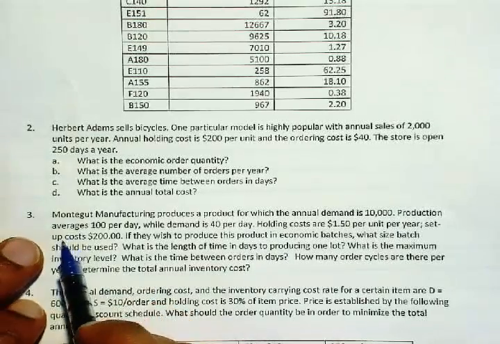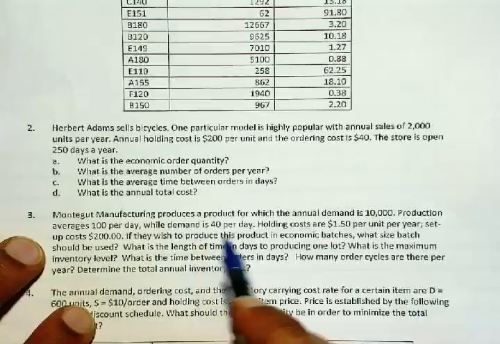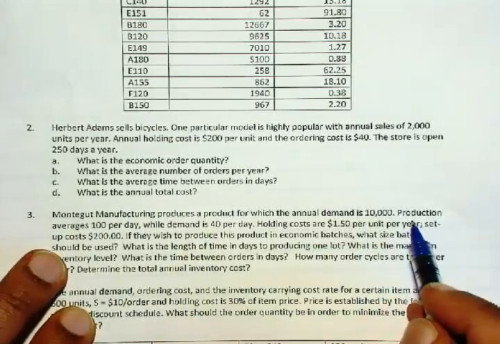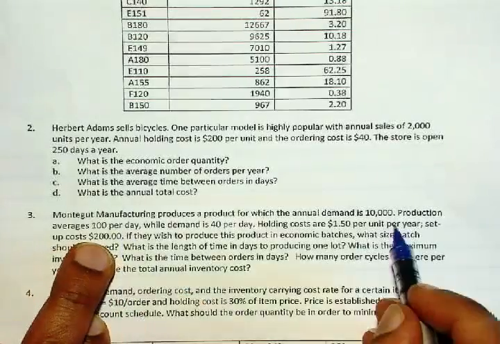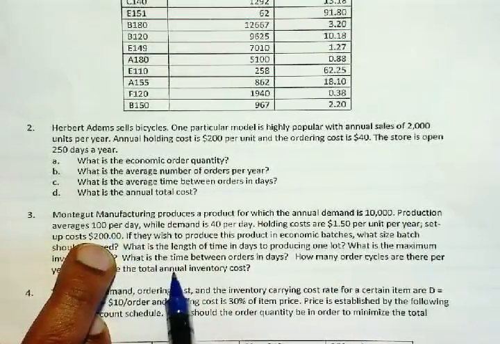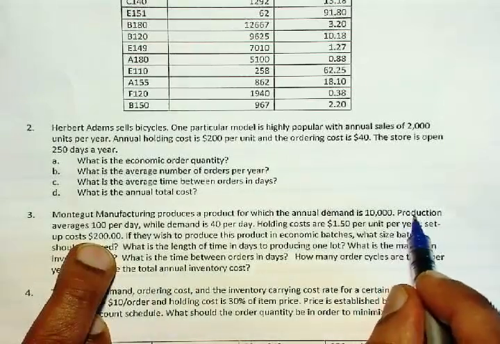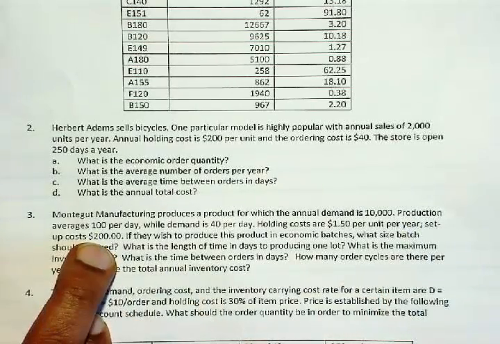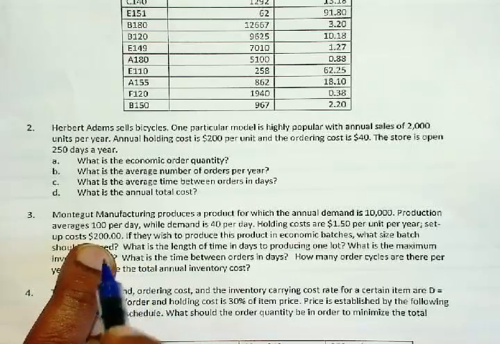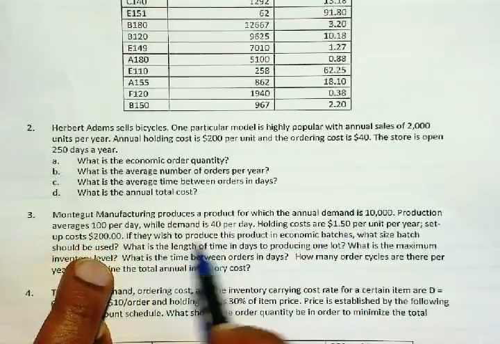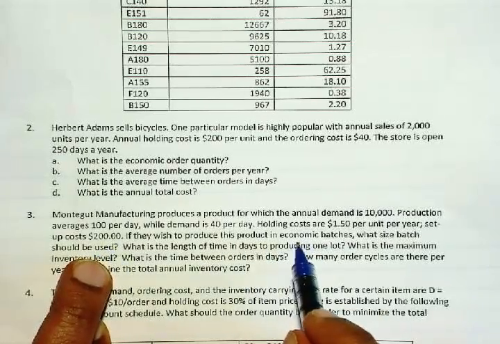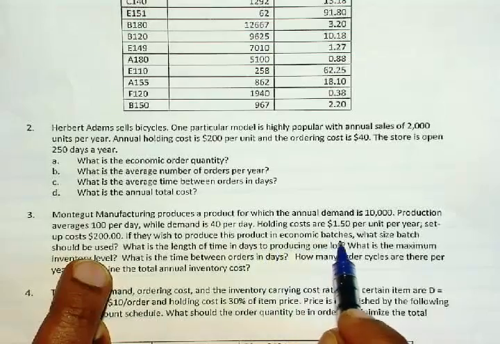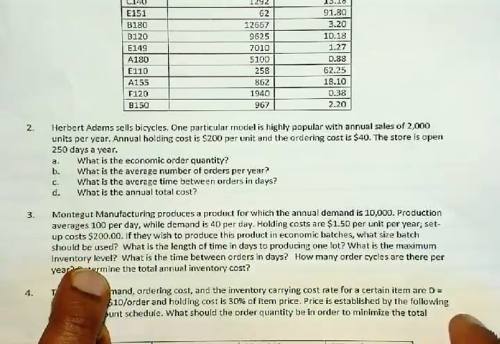Next is problem number 3. So we have a manufacturing process with an annual demand, and then production averages 100 units per day. So that is your production capacity. So this is a production order quantity problem. So this is going to tell us that this is not an EOQ, but this is a POQ, production order quantity. So holding cost is given, setup cost is given, and we want to know what is the batch size. If they wish to produce this product in economic batches, what size batch should be used?